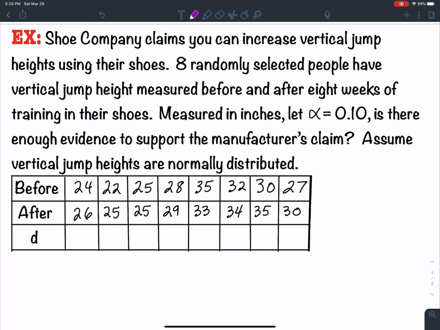Why would you want to increase your vertical jump? Maybe you can touch the net right now on a basketball goal and you want to be able to dunk it. So you go out and you buy these magical shoes. It's going to fix all your problems, right?